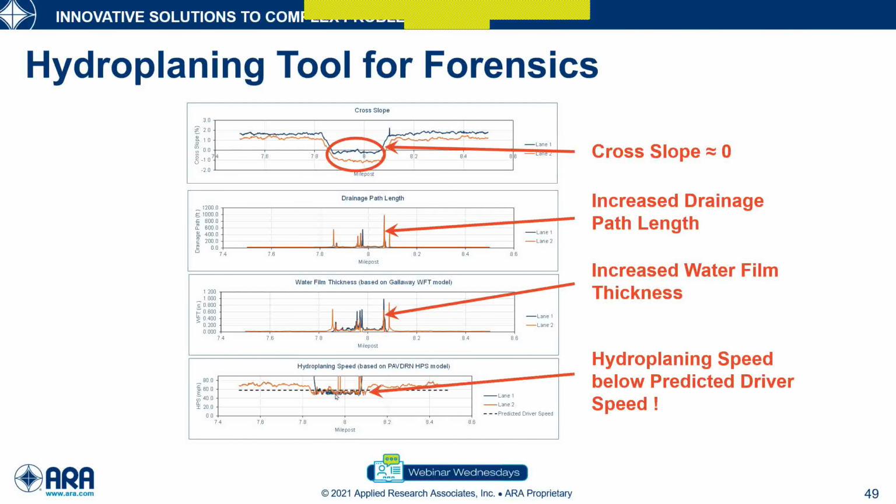So in other words, the drivers will go faster than the speed at which we will experience hydroplaning. So what we did here is we changed the crosslope values to reduce this drainage path and water film thickness, and to have this hydroplaning speed falling above the predicted driver speed. And we found out that the crosslope has to be at least 2.5% in order to meet all those requirements.